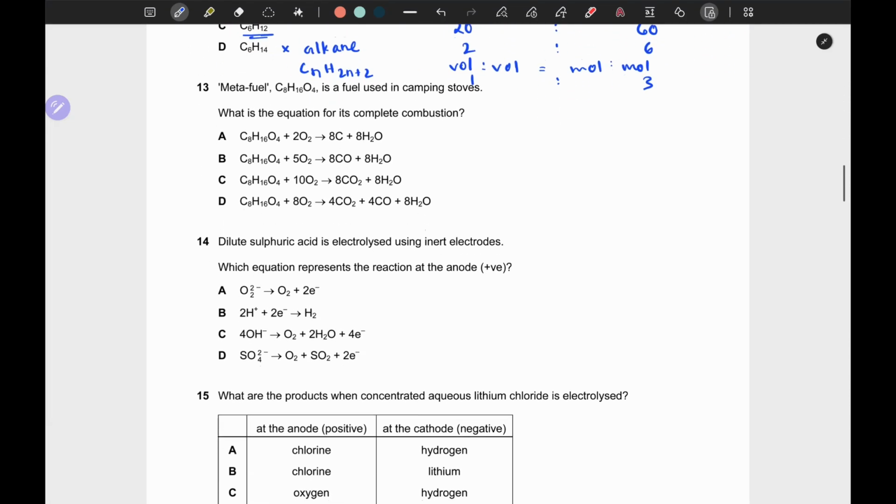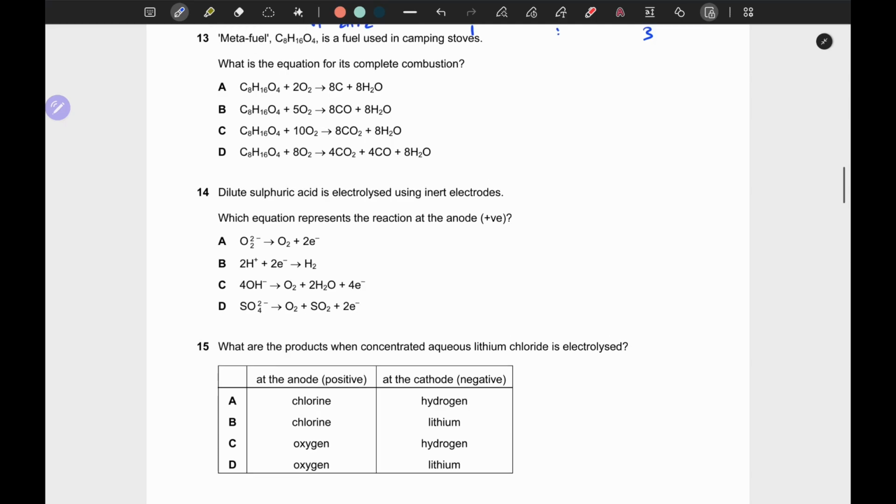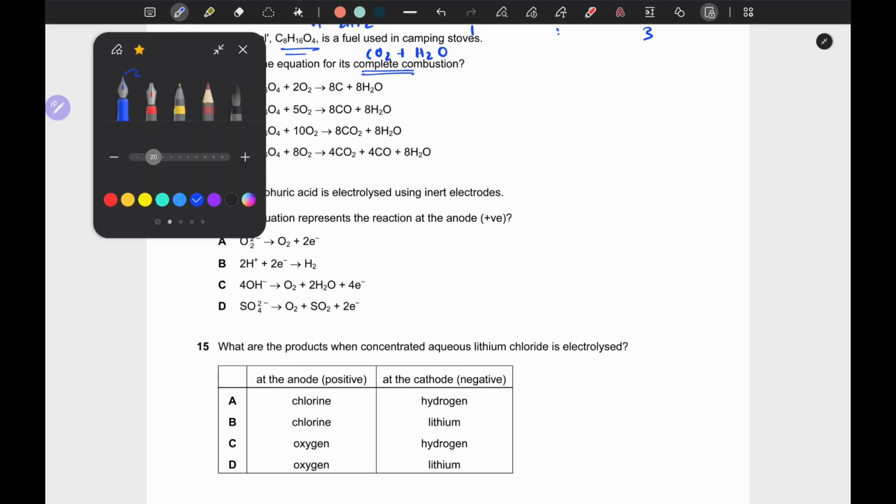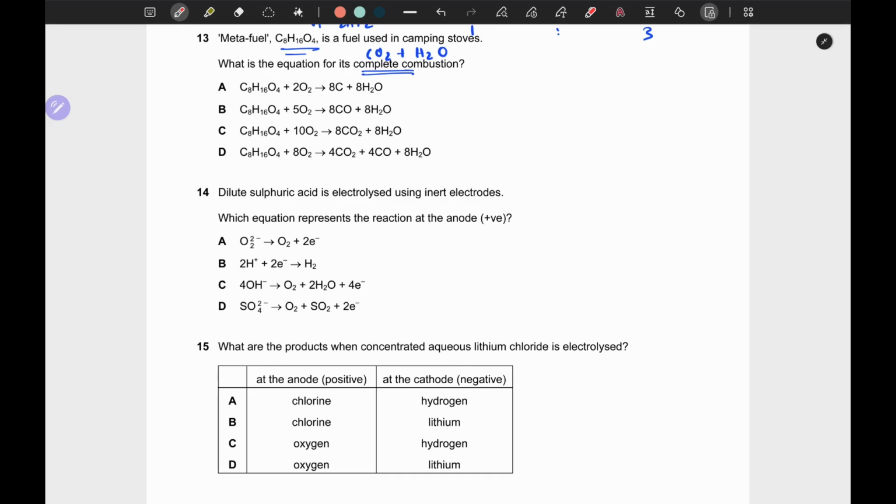Moving on to number 13. Metafuel C8H16O4 is a fuel used in camping stoves. What is the equation for its complete combustion? So metafuel, this is not a conventional compound that we learn about, but complete combustion is something that we know. In complete combustion, we will always get CO2 and H2O. So if you get CO2 and H2O in complete combustion, A and B are wrong because these are incomplete.